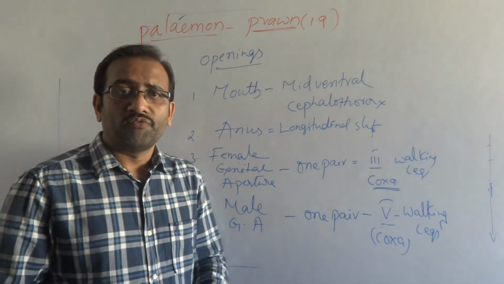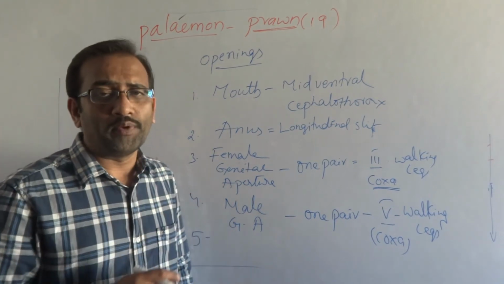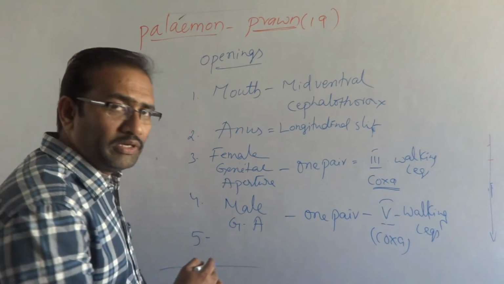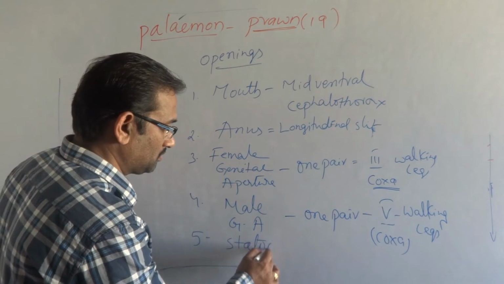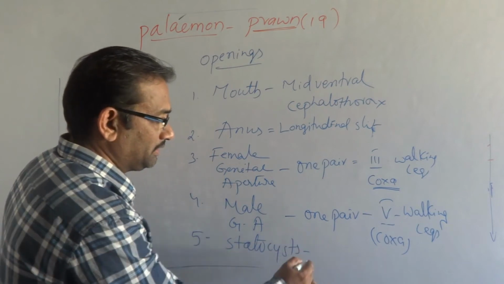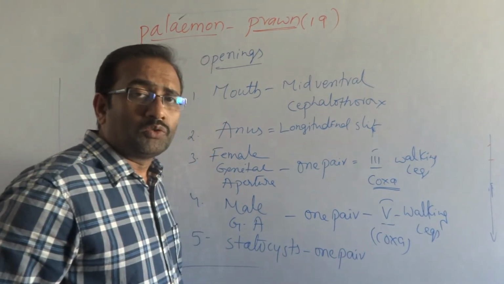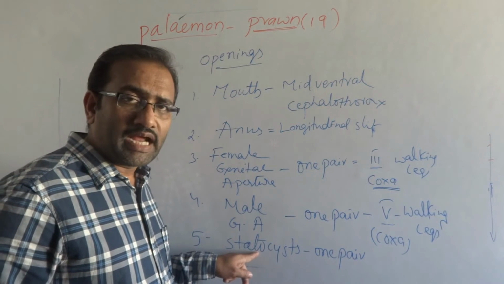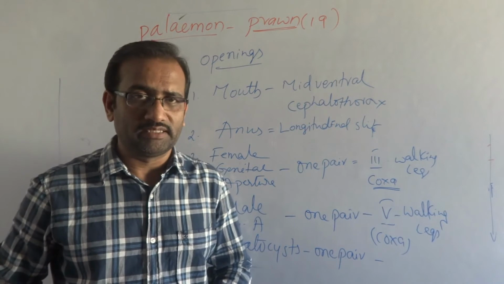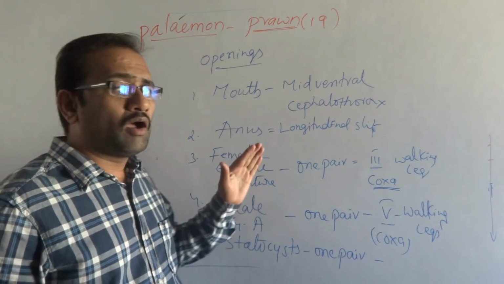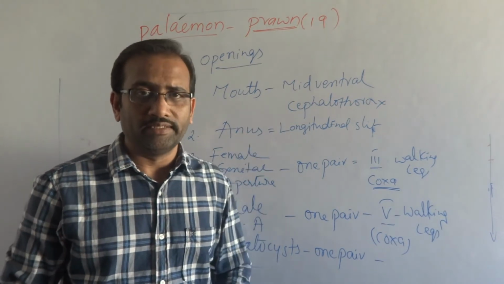And lastly, fifth one, two minute openings are present. Those are called statocysts. They are also one pair. So two minute openings called statocysts are also present on the outer surface of the cephalothorax. So these are the 5 openings on the prawn. Next is the exoskeleton.